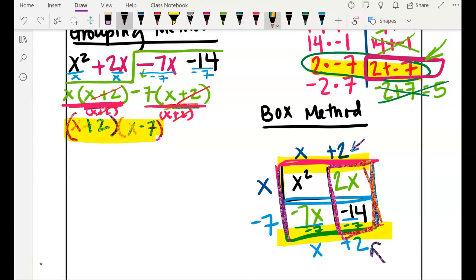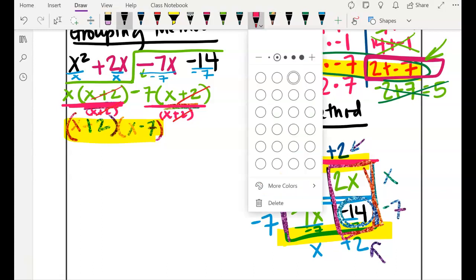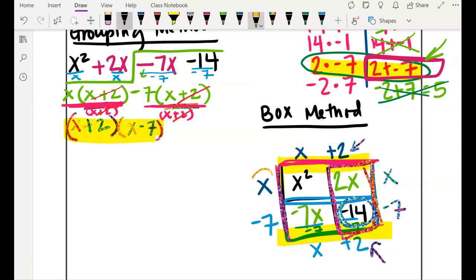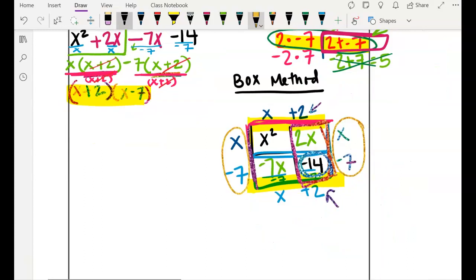If we factor out a 2, this will give us x, right? And negative 14 divided by 2 is negative 7. This right here should really match that as well. So when we write our factors, a factor is two expressions multiplying one another. We can write x plus 2, length times width, like that, as an area.